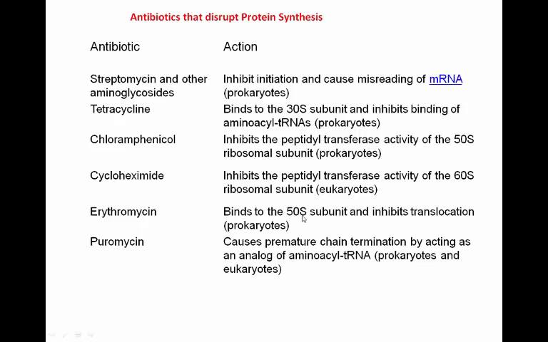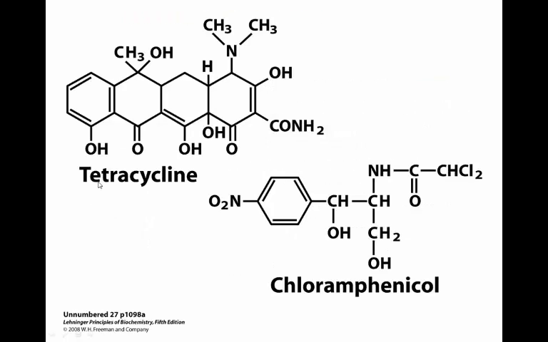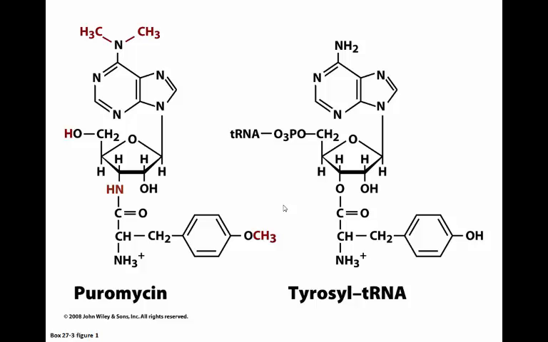Erythromycin binds to the 50S subunit and inhibits translocation. So when this binds, the 50S subunit doesn't translocate, and puromycin causes premature chain termination by acting as an analog of aminoacyl tRNAs, and it works in prokaryotes and eukaryotes. So here's tetracycline. Here's our 4 rings. So tetracycline. Chloramphenicol, remember the chloramphenicol, works at peptidyltransferase of prokaryotes.